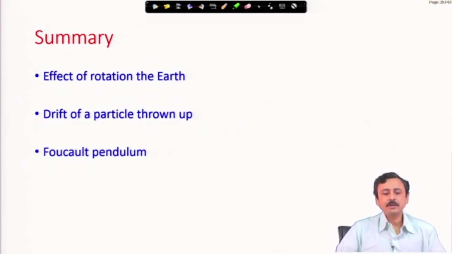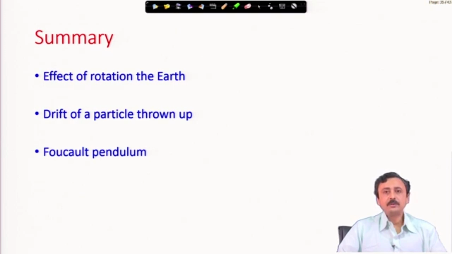So, to summarize, we have looked at certain phenomena that show us that the earth is a rotating frame, and in certain situations we cannot neglect that. We have looked at two examples. One is the drift of a particle when it is thrown vertically upwards. You can try various other things like throwing it like a projectile at a certain location, and you can find out by how much distance this particle will miss the target, and this is an important problem for ballistics and also for ICBMs, for example.